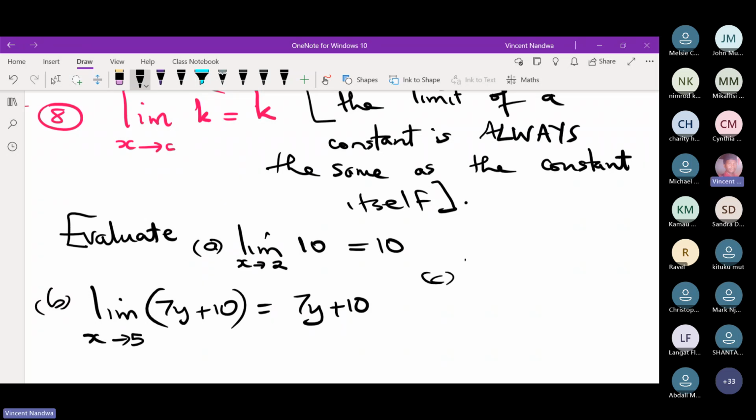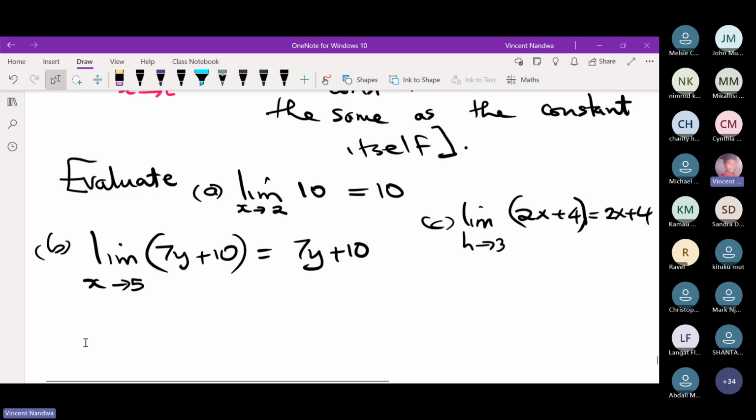So if I say limit as h approaches 3 of 2x plus 4, the answer remains 2x plus 4, because the limit variable is h, while in this part there is no h. So the limit of a constant is the same constant, regardless of where the variable of the limit is approaching.